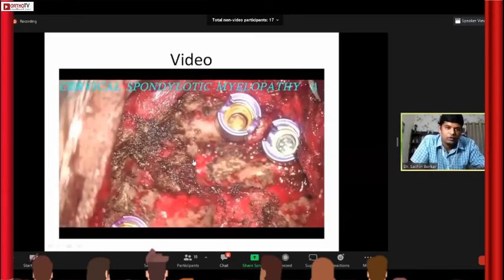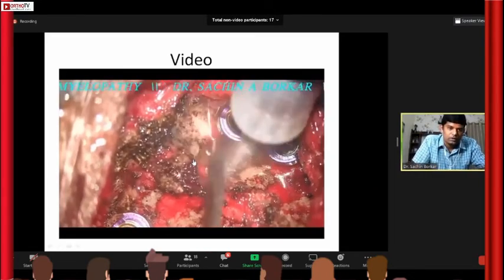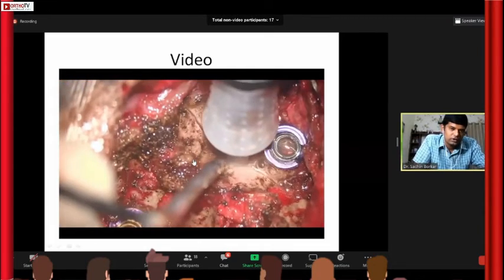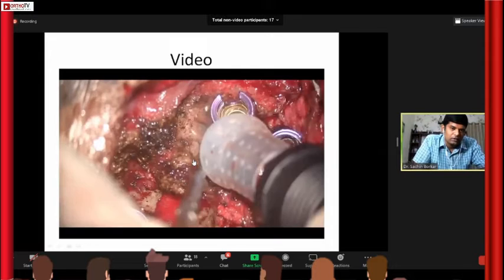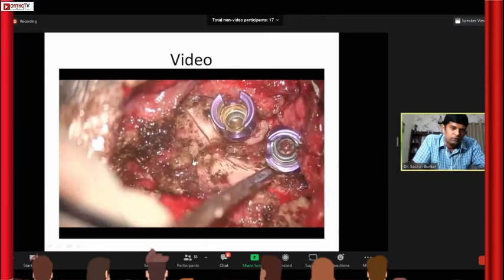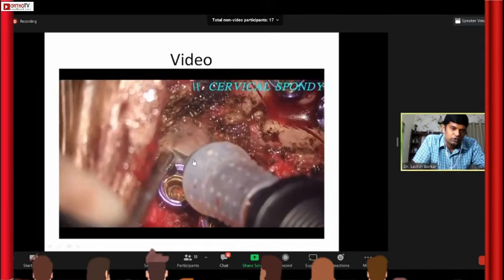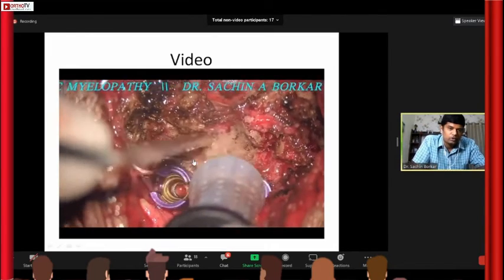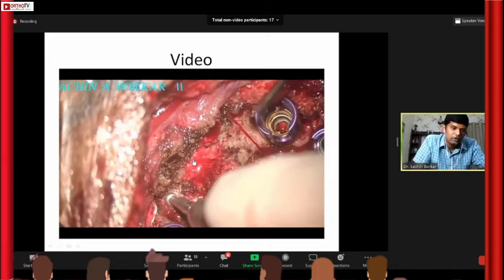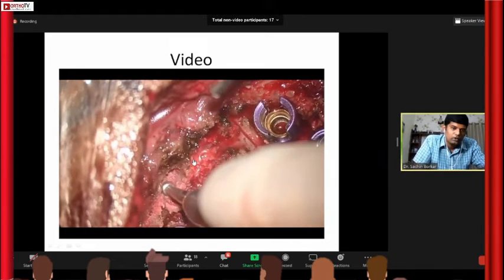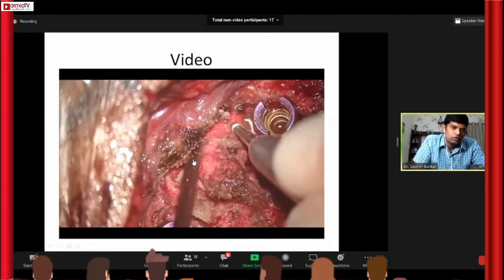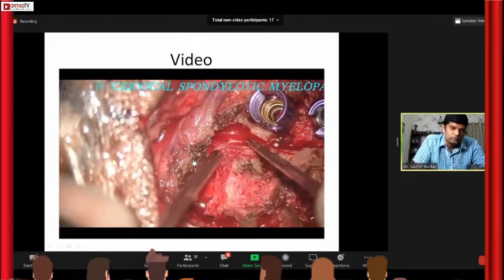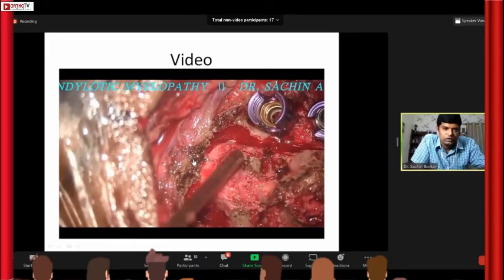So here I'm planning to do a C3, C4 laminectomy. The cut is at the lamina facet junction, and this is an ultrasonic scalpel, which causes less bone loss as well as blood loss. As you can see, compared to the drill, it's better, and it also guards the dura. And this is the drill. You can see the loss of bone here, because the same bone can be used for the posterolateral fusion. So the ultrasonic scalpel is better in this respect.